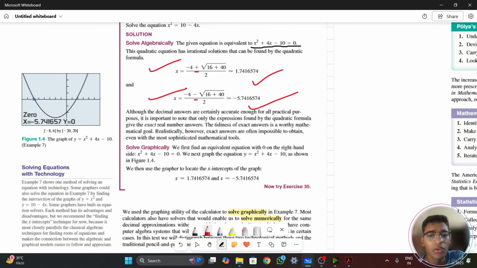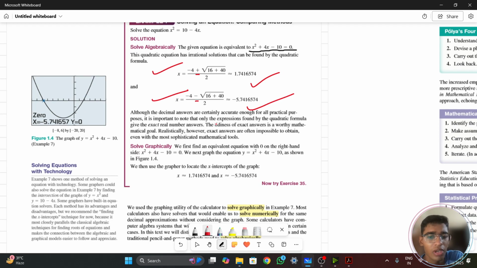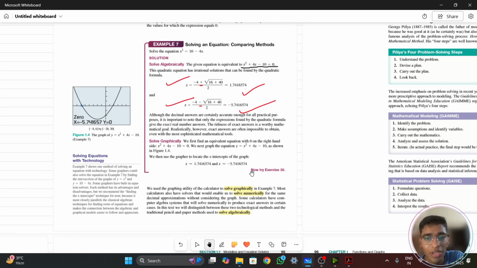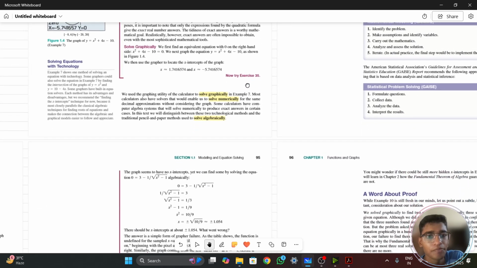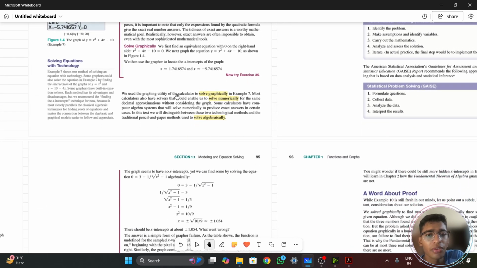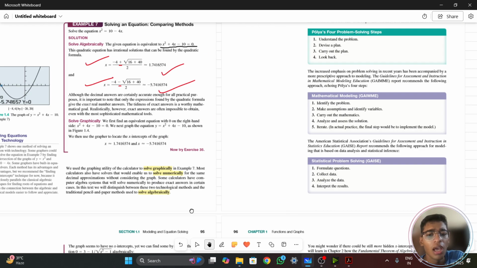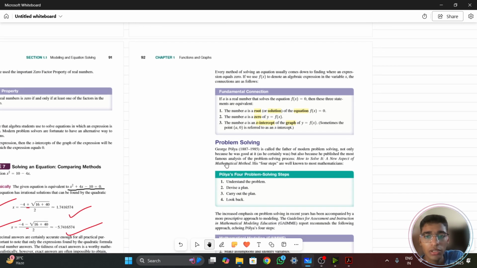You can also solve a problem graphically by locating the x-intercept and y-intercept of the graph, and then you will be able to answer what we have found here. We use the graphing utility of the calculator to solve graphically in example 7. Most calculators have a solver which enables you to solve numerically, but I have just told you how we are actually solving it.